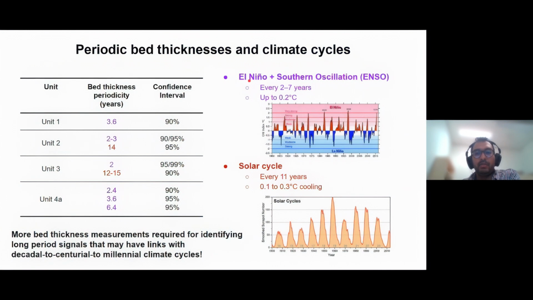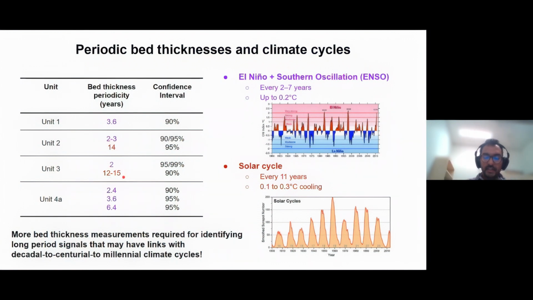So the El Nino or El Nino plus Southern Oscillation and La Nina, they occur every 2 to 7 years, and it changes the temperature by about 0.2 degrees Celsius. So that may be related with the short period bed thickness, or the bed thicknesses that range from 2 to 7 years across these 4 units. And there's a solar cycle that has a periodicity of about 11 years, and that may be related with the longer period or the larger periodic bed thicknesses we observe for Unit 2 and Unit 3.